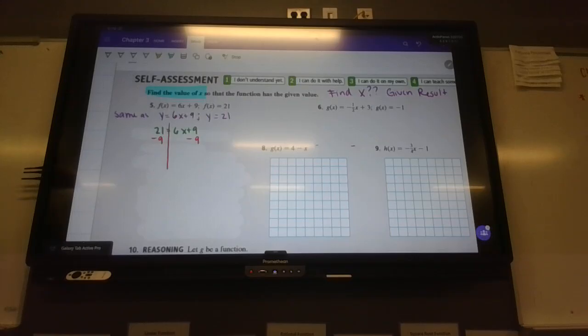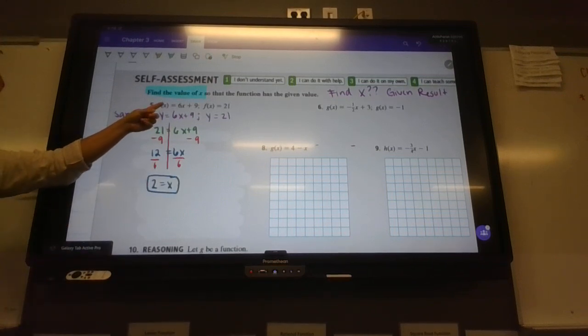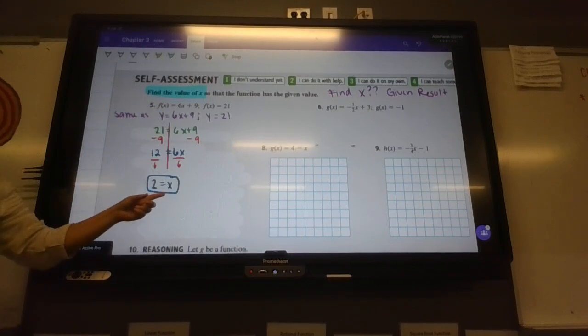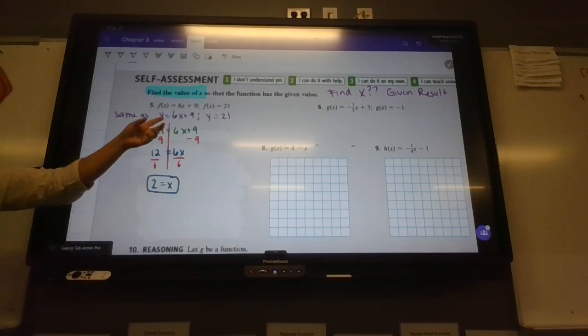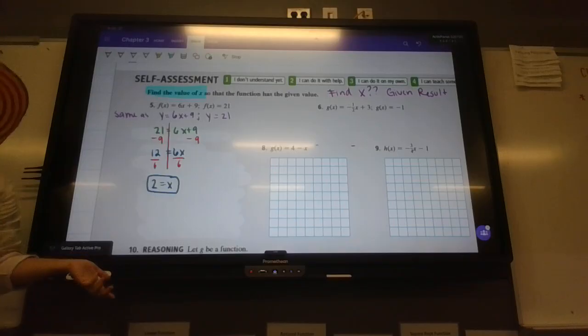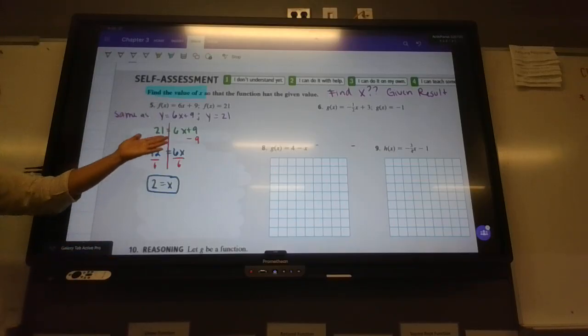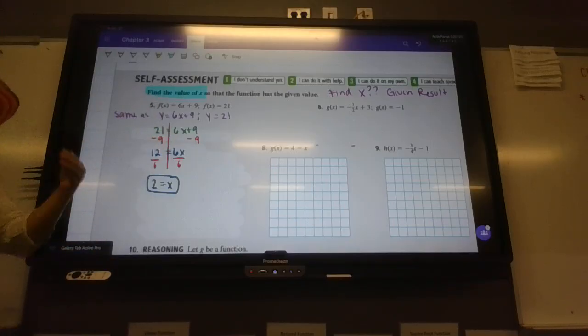We get 12 equals 6x. That's 6 times x, so I would divide by 6, and I would say x is 2. So if the answer is 21, the x value that went in must have been 2. And you can check it. 2 times 6 is 12, plus 9 is 21. So if you're not given x, but you're given the result, you can put it in and just do those opposites, and you can figure x out yourself.